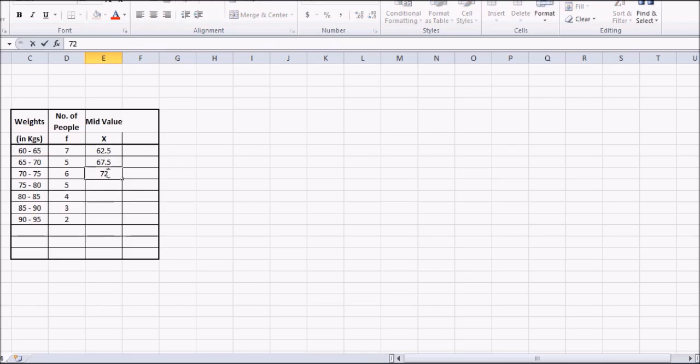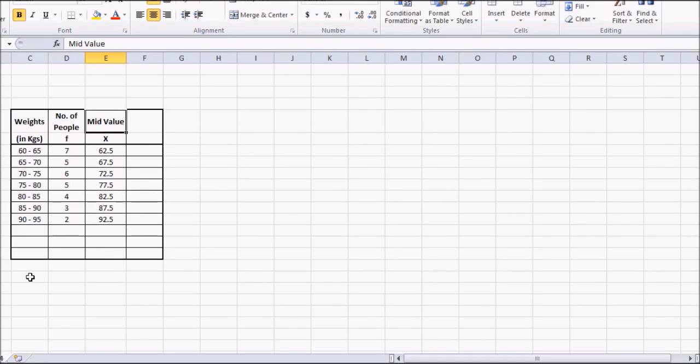Anyways, so next is 72.5, 77.5, 82.5, 87.5, and lastly 92.5. These are my mid values. What do we do next? Exactly, we need to find the assumed mean. Assumed mean, we give a name to assumed mean as A. And what can we take as the assumed mean? Let's see how many data we have. We have 1, 2, 3, 4, 5, 6, 7. Of course, we can leave 3 from bottom, and we can take 77.5 as our assumed mean.